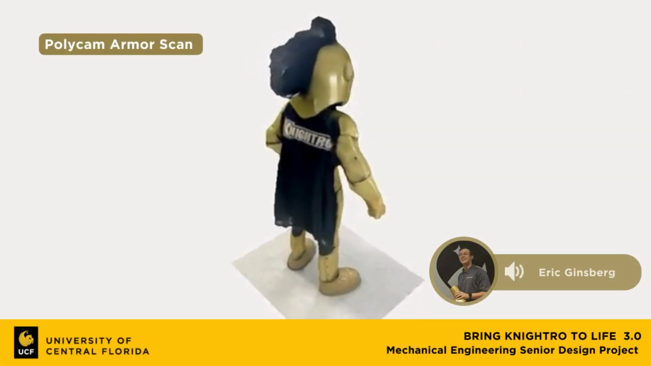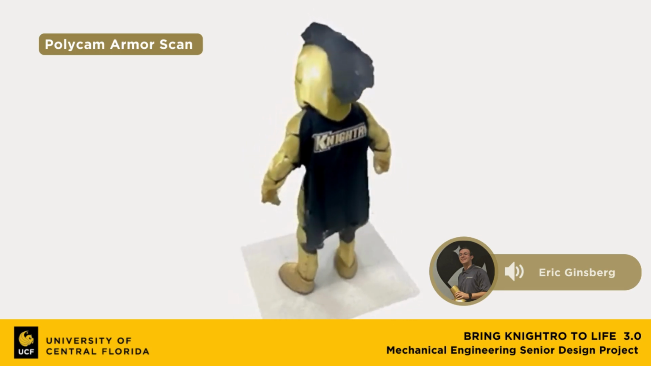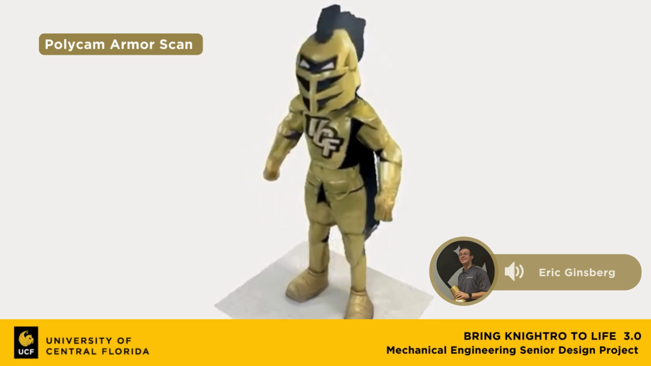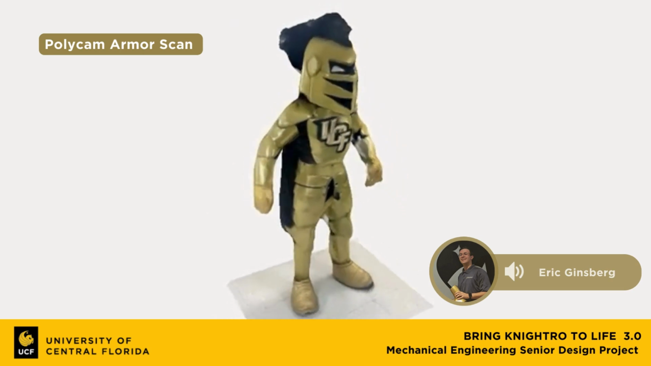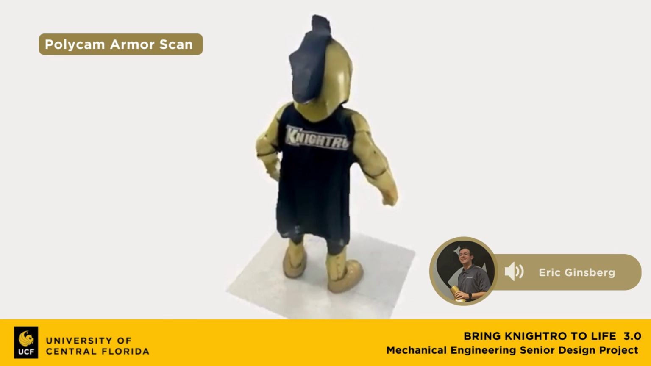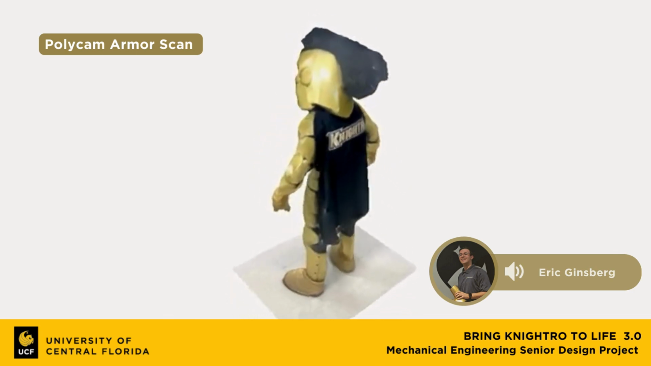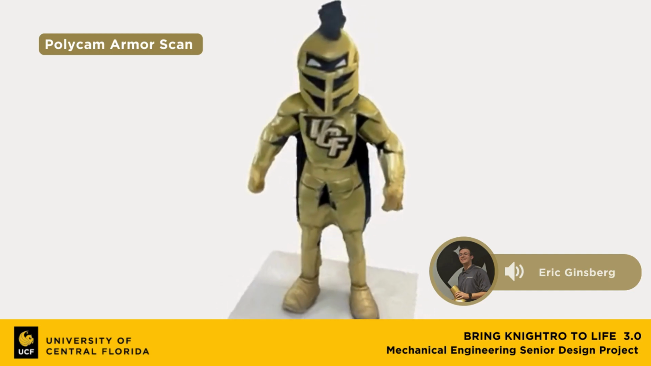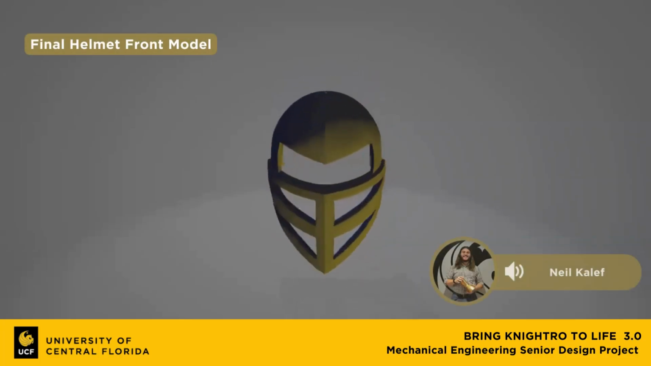It was really important to us to create the most accurate figure possible, so who better to get proportions from than the real Knightro? Using a free phone app called Polycam and an iPhone 13 Pro, we took multiple laser scans of Knightro so we have the most accurate source material possible. These scans were then exported into Blender and SOLIDWORKS for creating armor and the internal structure respectively.